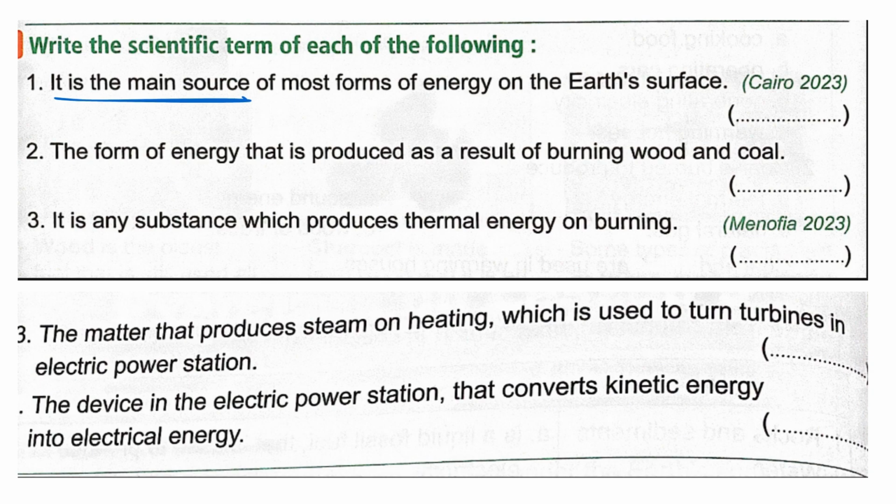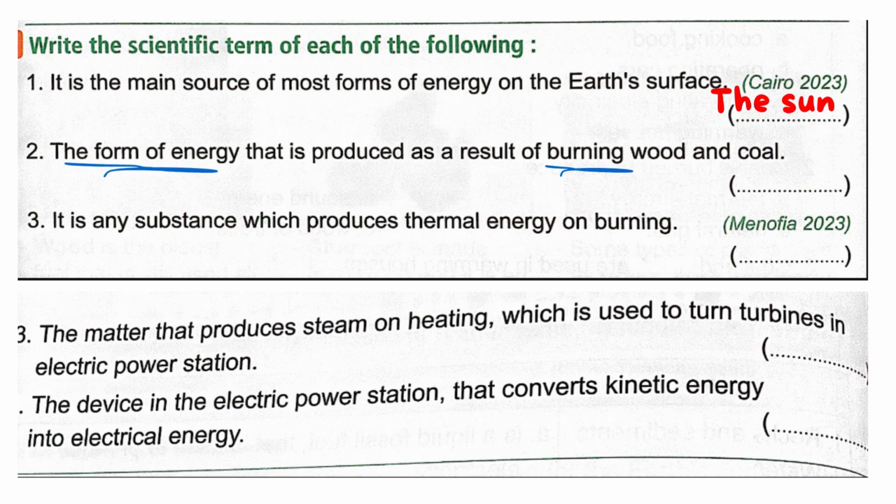We have first question. It is the main source of most forms of energy on the Earth's surface. So, we know that the main source of most forms of energy, yes, what? The sun. Okay? So here, it is the main source of most forms of energy on the Earth's surface. This is the sun.